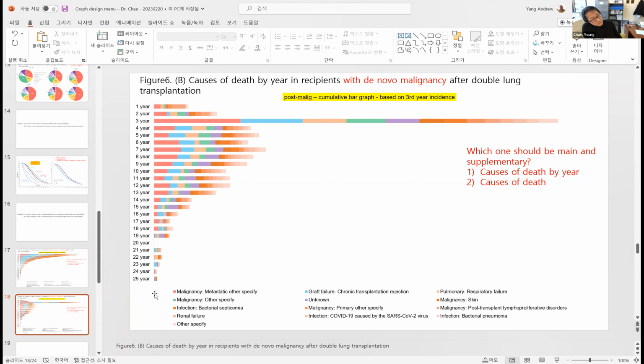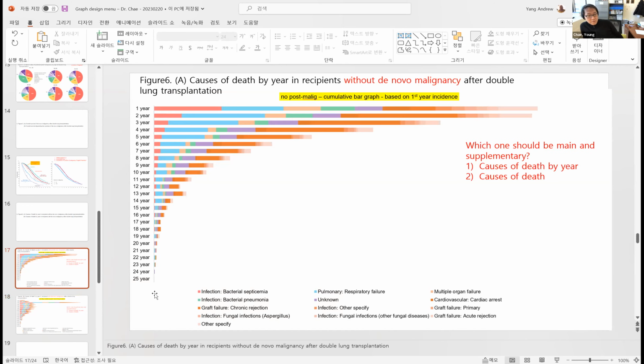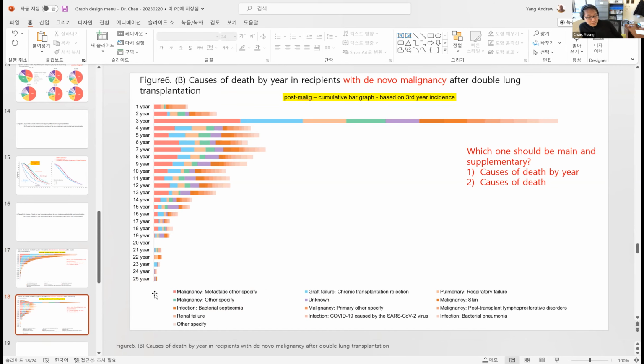Okay, for now, this is okay. This graph is fine. The other one, AB, I'm fine with it.